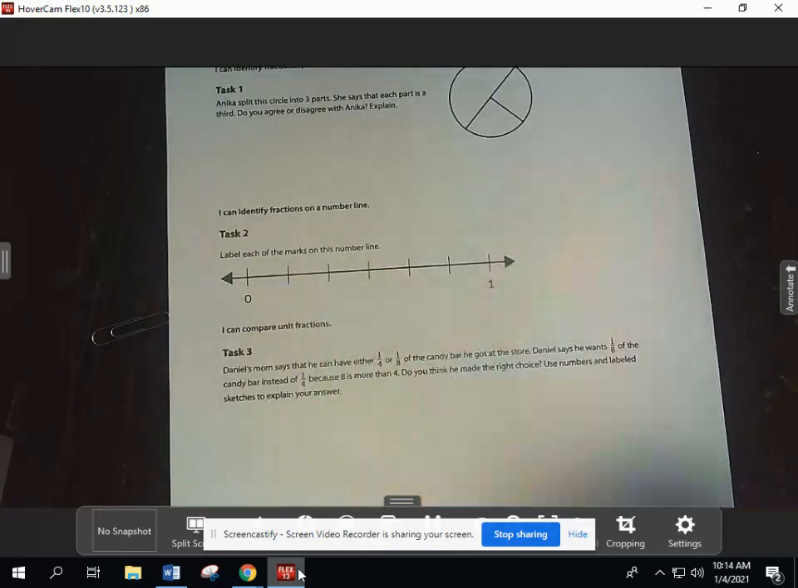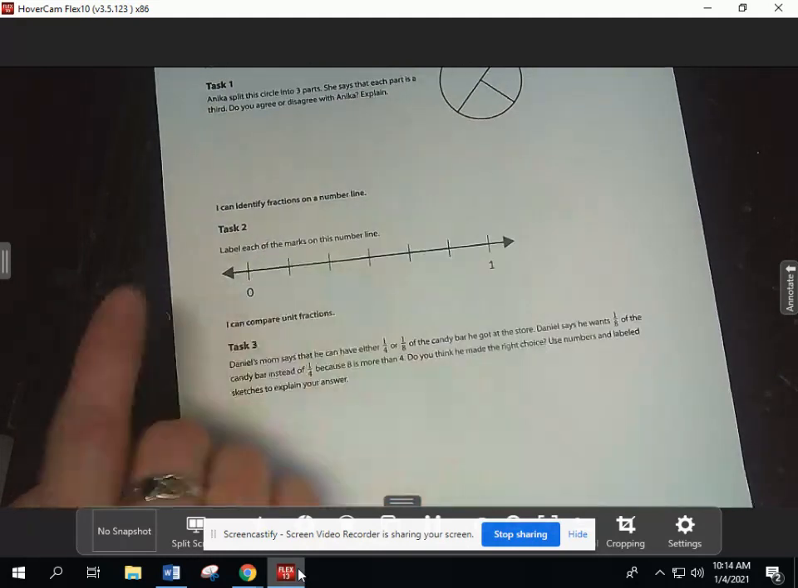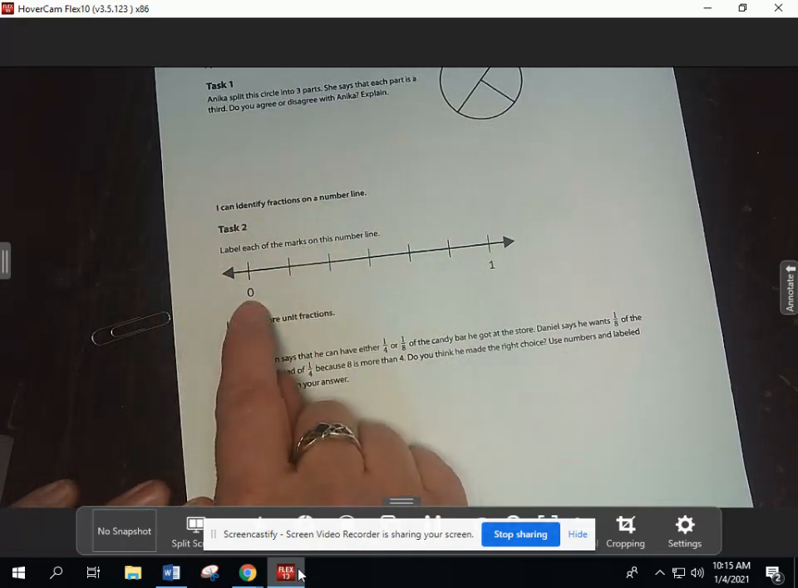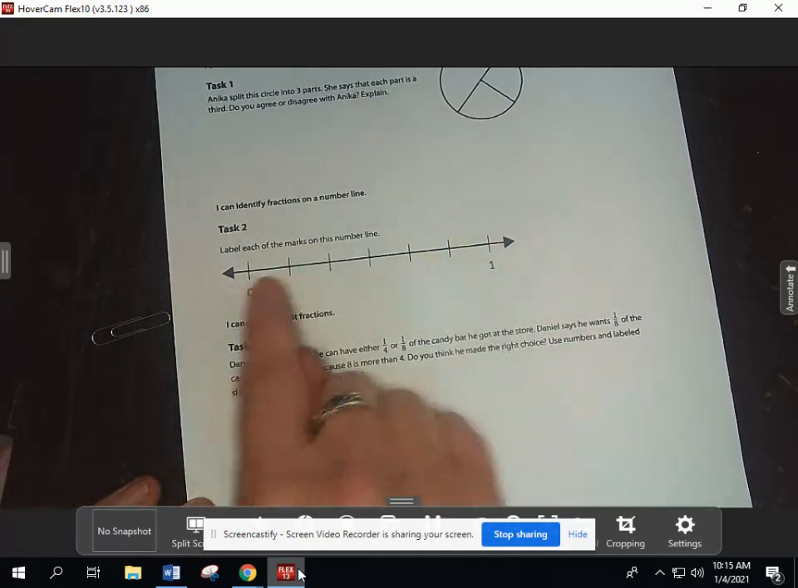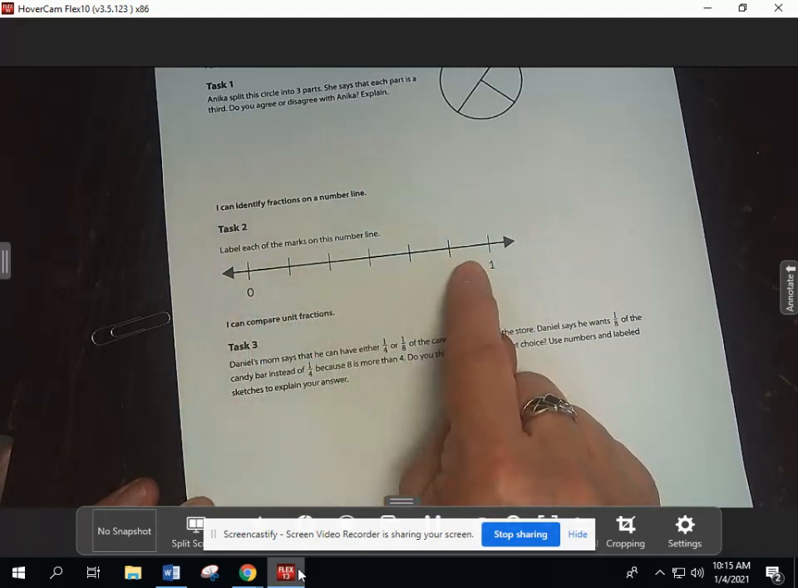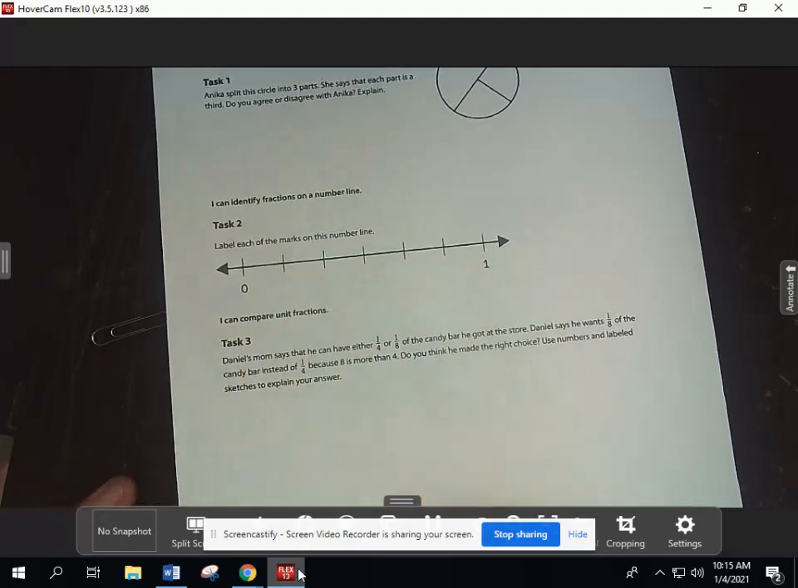Next, I can identify fractions on a number line. Here's our number line. It says label each of the marks on the number line. Notice it starts at 0 and ends at 1. So each of these is a fraction, and you need to write the fraction underneath. Think of it like a ruler.